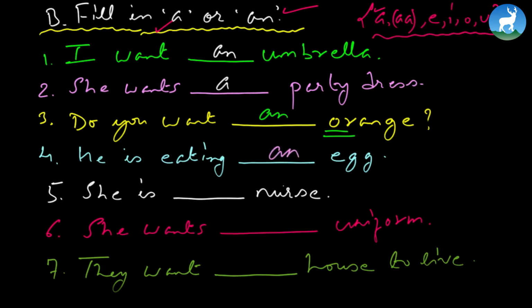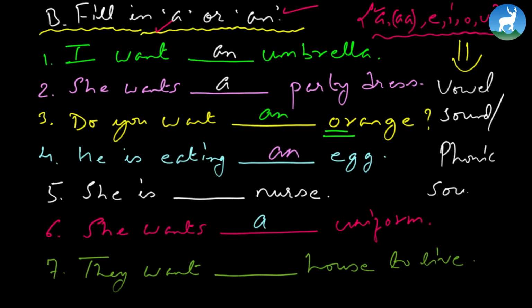Now, like this, you can do the rest. How about number 6? Try number 6. She wants a... again, "you", not "oo". She wants a uniform. This is how you fill in the article, keeping in mind the vowel sound. Always keep in mind the sound. Always keep in mind the vowel sound. Also keep in mind the phonic sound. Sound is the key here.